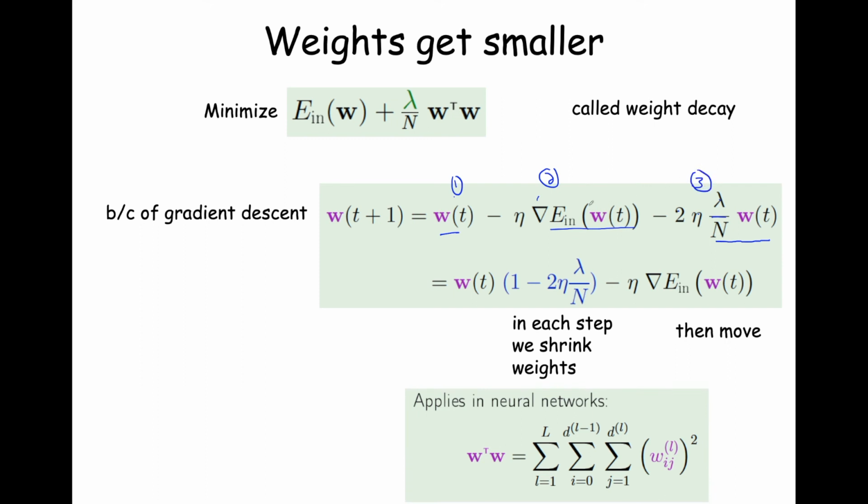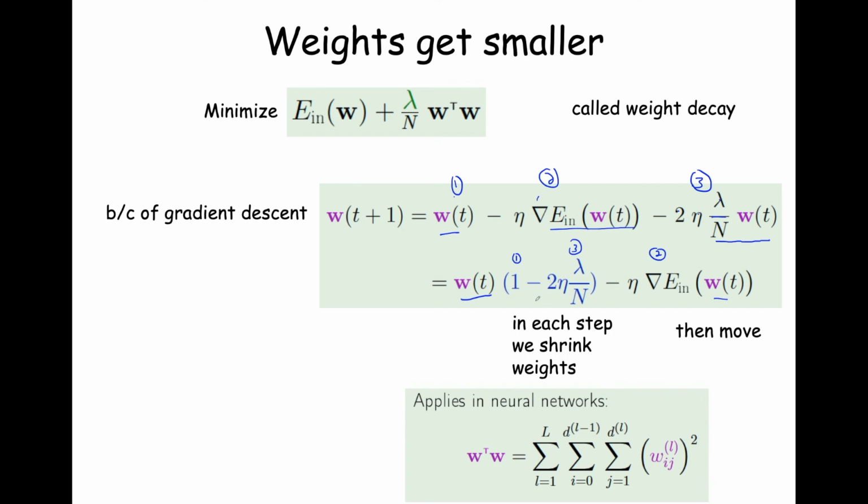Well, if we combine terms, we look at term 1 and term 3. That's term 1, that's our W_t, right? And this is our third term, the 2 eta lambda upon n. We collect them together and factor out that common W at time step t. And the next term is just the second term from up above, that's the minus eta gradient of E_n in W at time step t.